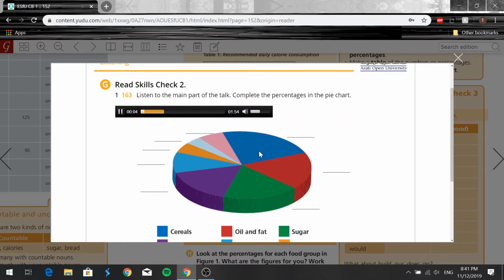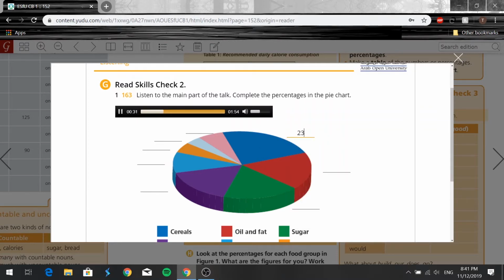Exercise G3. Listen to the main part of the talk. So we're going to look at the main food groups. The first group is cereals. What are cereals? Cereals are kinds of foods like bread, pasta, and rice, for example. This is usually the biggest energy source for most people. In the USA, that's 23%.